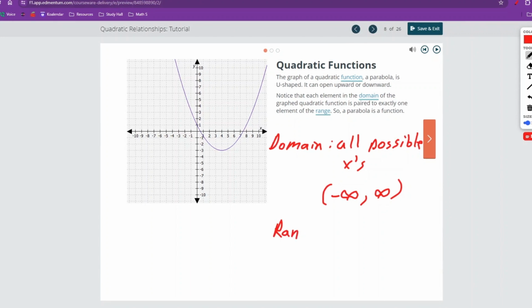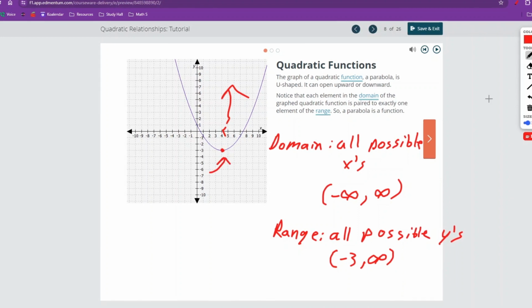As far as the range, again being all possible outputs or all possible y's, this does have a limit. In this case, the valley, the minimum of this graph seems to be at -3. And then it goes up, it increases infinitely. So the range here will be from -3 to infinity. Now, this is definitely not going to be the case every time. -3 is just for this situation.